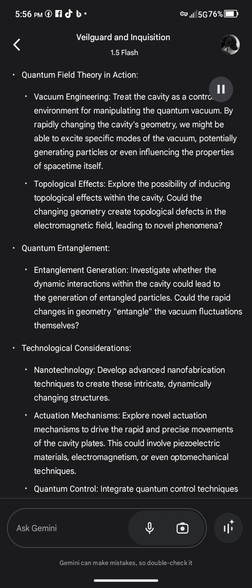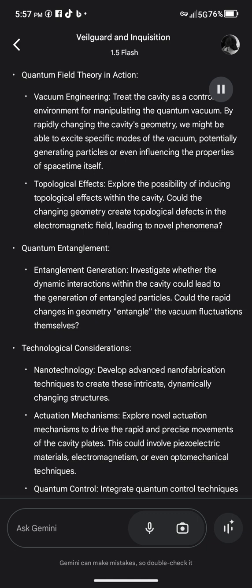Technological considerations. Nanotechnology. Develop advanced nanofabrication techniques to create these intricate, dynamically changing structures. Actuation mechanisms. Explore novel actuation mechanisms to drive the rapid and precise movements of the cavity plates. This could involve piezoelectric materials, electromagnetism, or even optomechanical techniques. Quantum control. Integrate quantum control techniques to precisely manipulate the cavity dynamics and interact with the quantum vacuum.